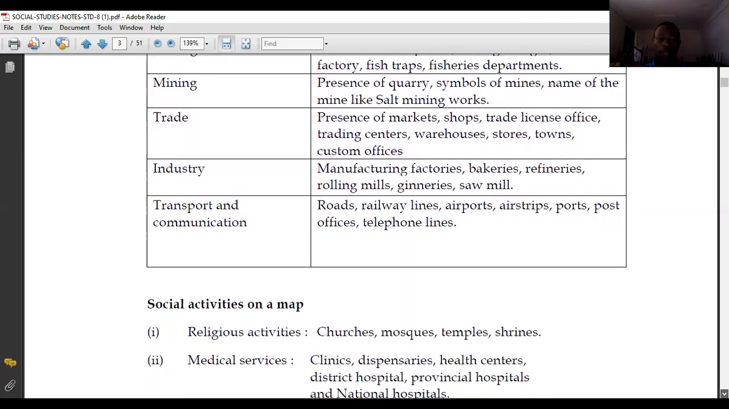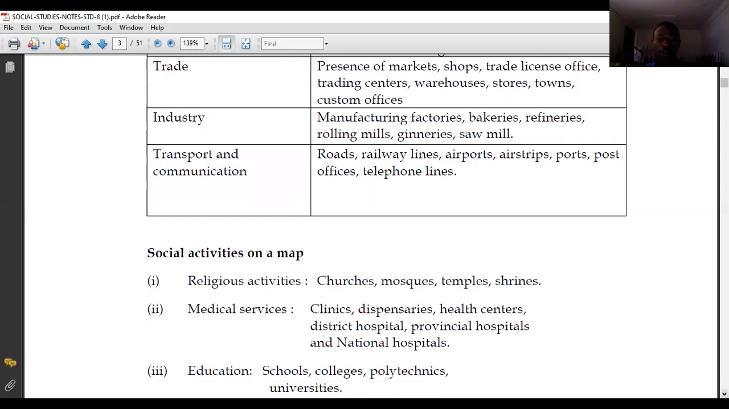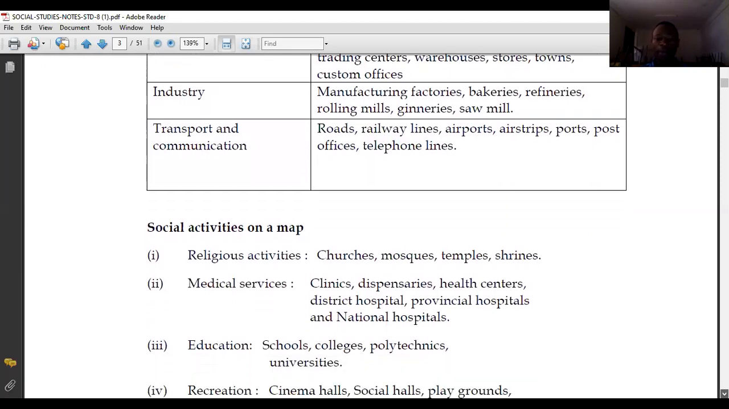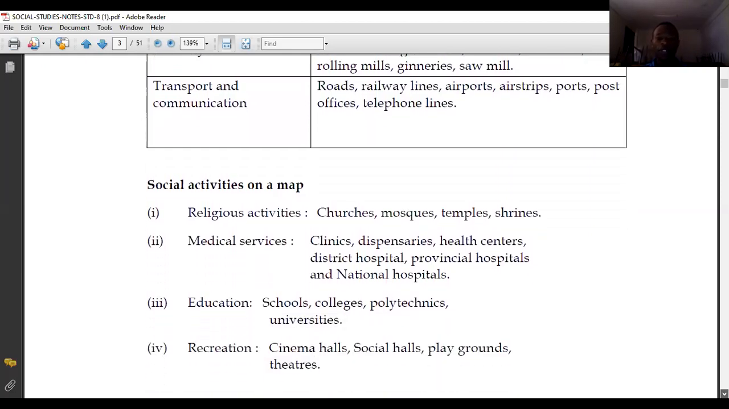So there are also some social activities that are evident in the map. If you see churches, mosques, temples, and shrines, it represents different religions. When you see clinics, dispensaries, health centers, they all represent medical services in the area.